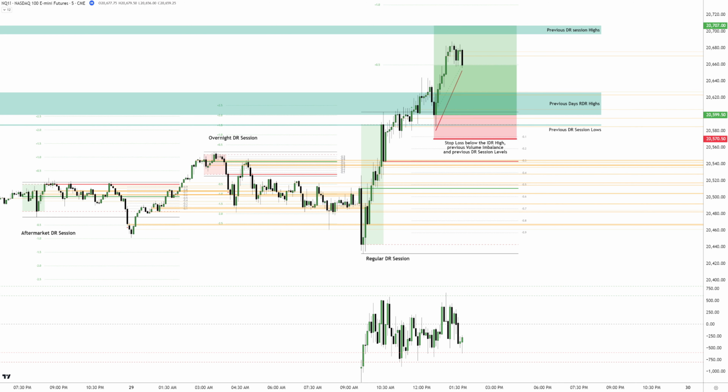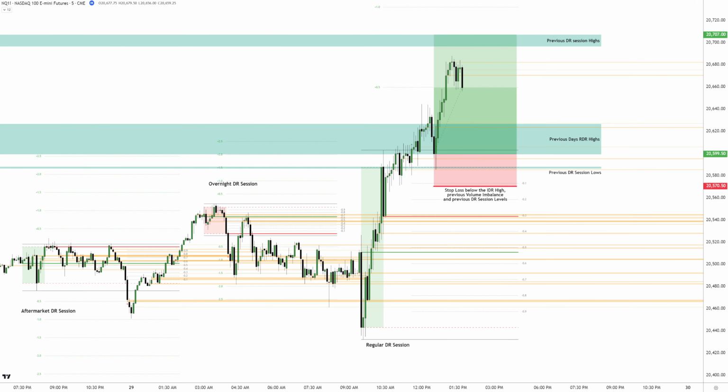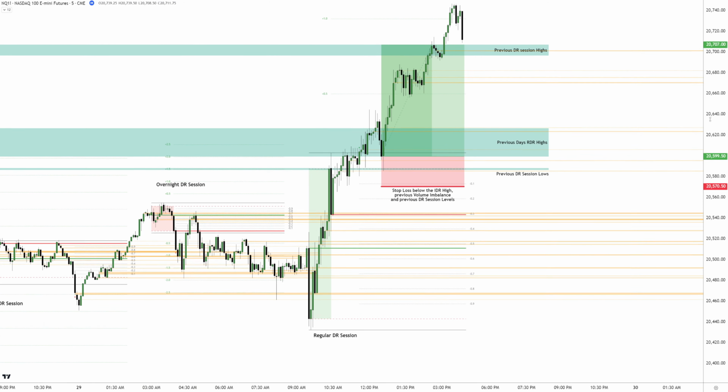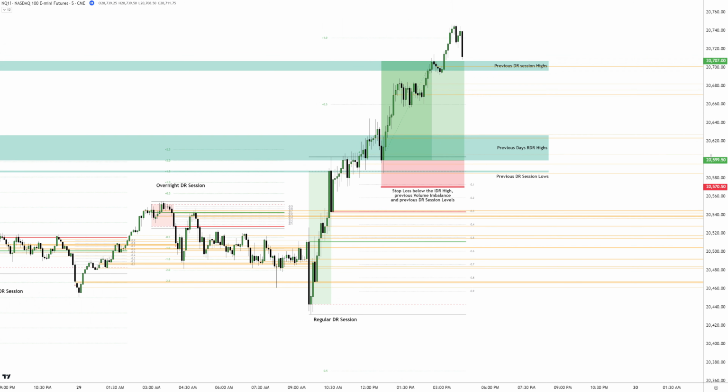Price is continuing higher while the tick grid reaches the lower extremes and shows a divergence in price versus tick. Finally, price hits the target and just before the end of the session reaches the plus 1 standard deviation extension. Beautiful price delivery right here.